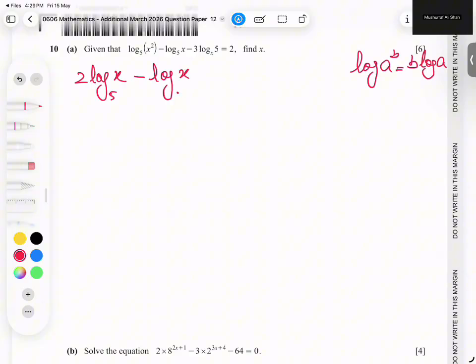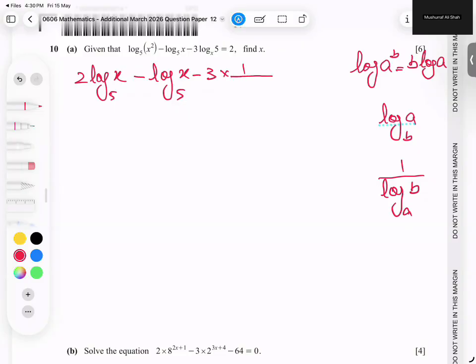No change here, even this no change. But here it is base 5, but here it is base x. So students, what is the property if I have a logarithm a and b? When I bring it in the denominator, a and b will change their positions. You can see the positions change. It's called change of base.